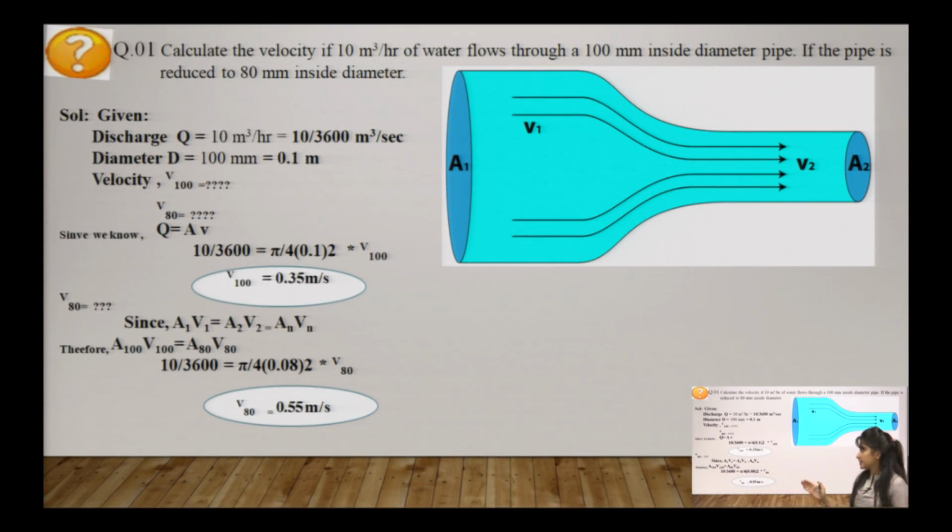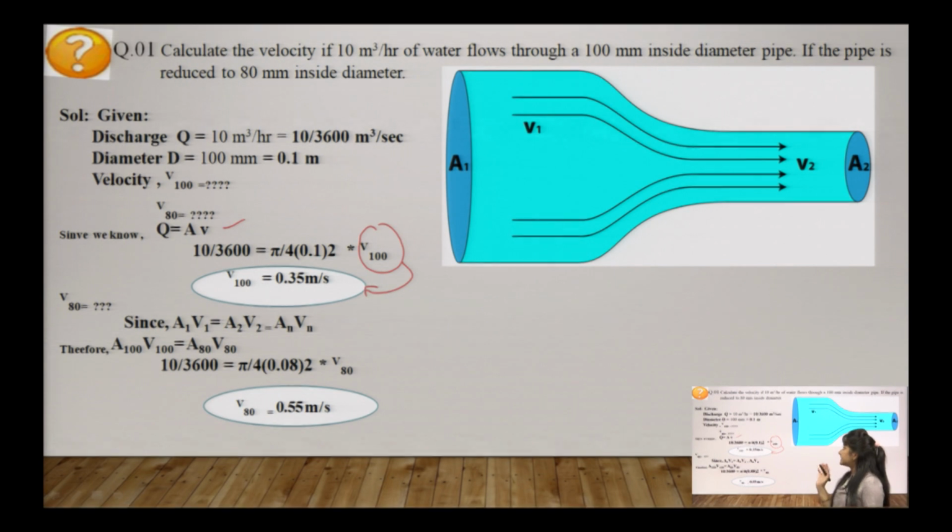Simply applying that equation, A1V1 is equivalent to A2V2, or discharge is nothing but area into velocity. Discharge is given as 10 meter cube per hour, and we will be converting it into seconds. Then pi by 4 d square, with the diameter of 100 mm converted into meters, normal dimension conversions, it will be 0.1. This is the velocity which you are supposed to calculate. With the help of this equation, the velocity in the pipe having diameter 100 mm is 0.35 meters per second.